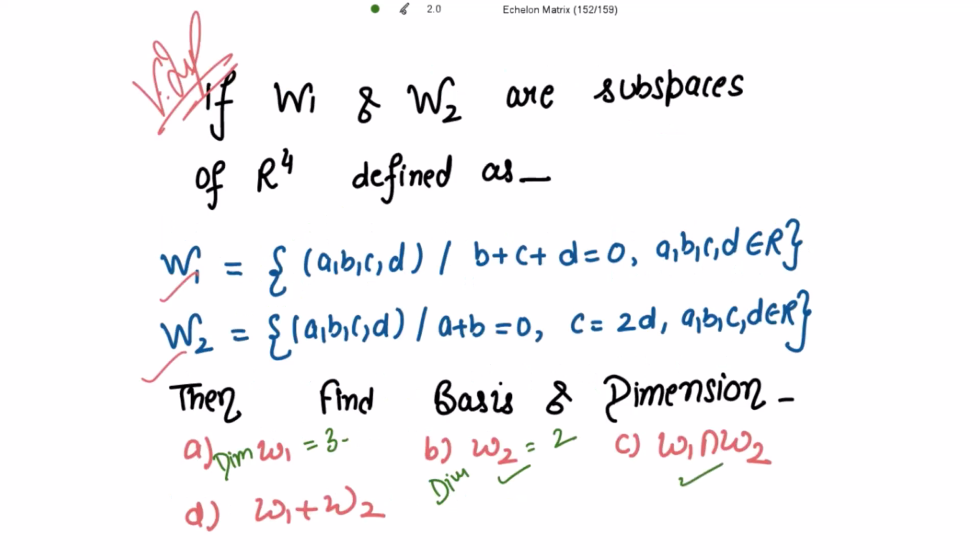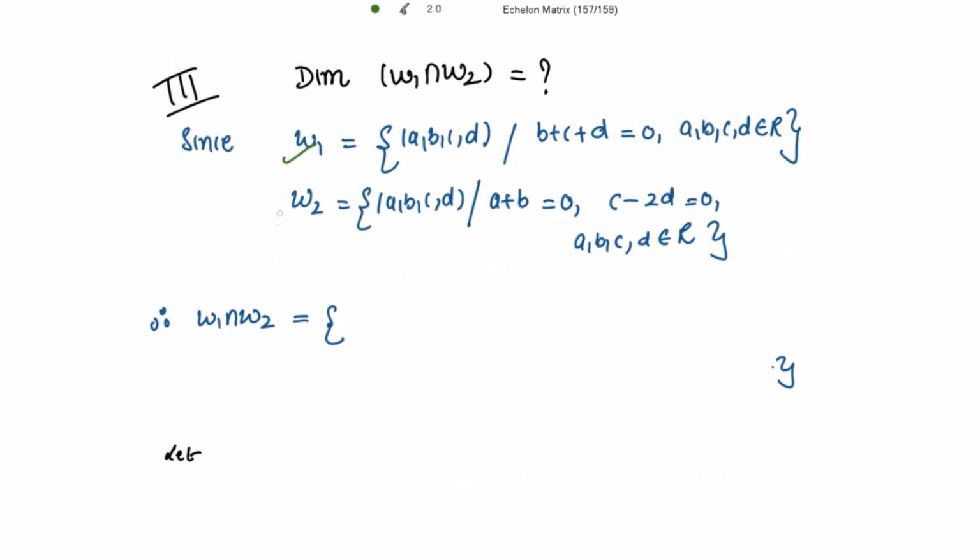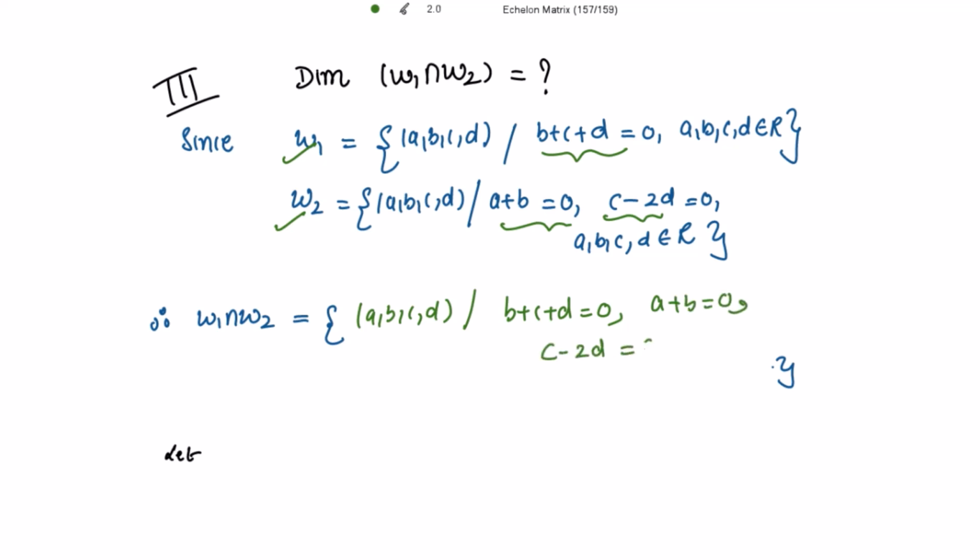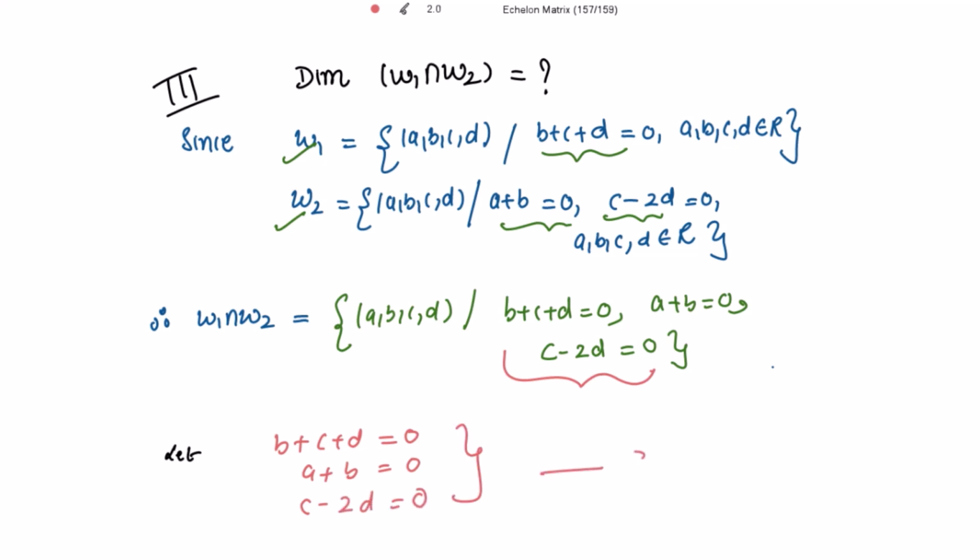And now moving on to the intersection of the subspaces, right? We have these two subspaces with the given conditions, right? So for the intersection of these two subspaces, we must write the conditions as all those vectors such that B plus C plus D is equal to 0, A plus B is equal to 0 and C minus 2D is equal to 0. So let's write all these equations. That is B plus C plus D equal to 0, A plus B is equal to 0 and C minus 2D is equal to 0. So let's mark this as 3.